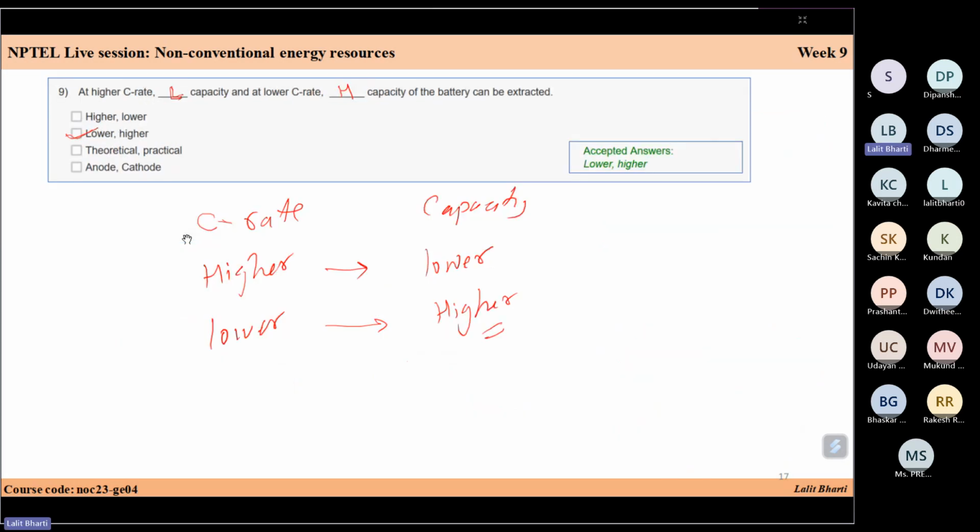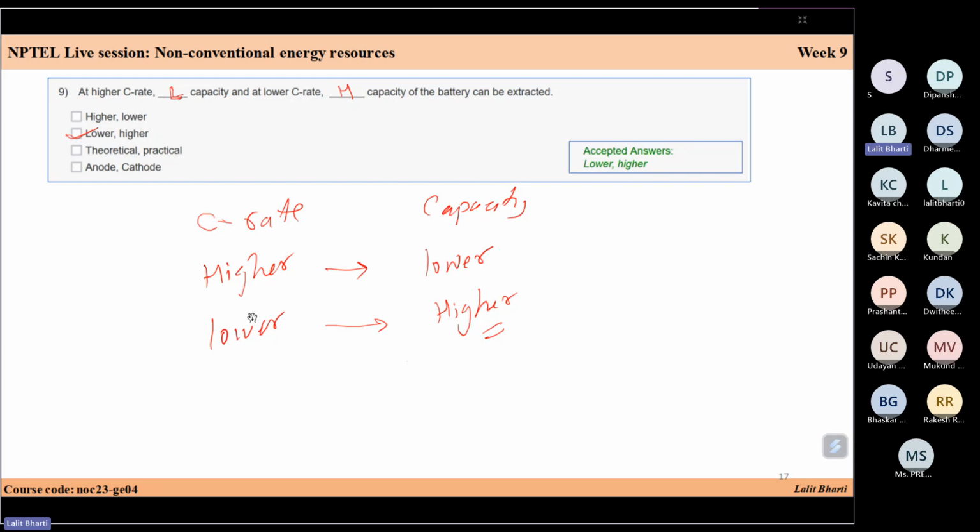Then we have the ninth question. It says that at higher C rate, capacity and at lower C rate, capacity of the battery can be expected. So we have already discussed this. If your C rate is higher, your capacities are lower, and if your C rates are lower, your capacities are higher. I also mentioned the reason.